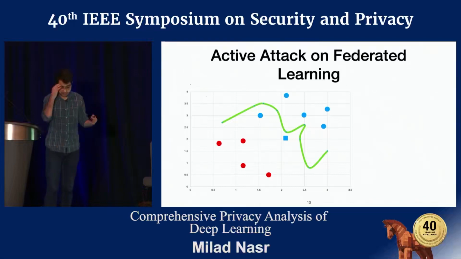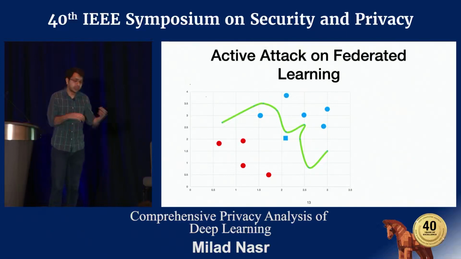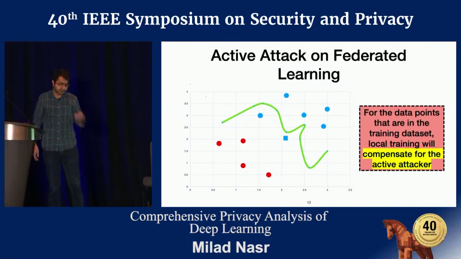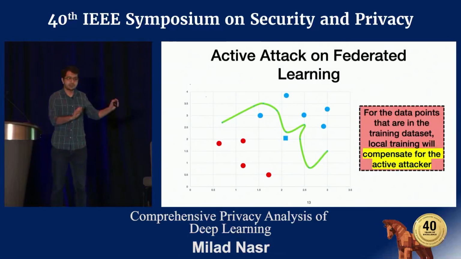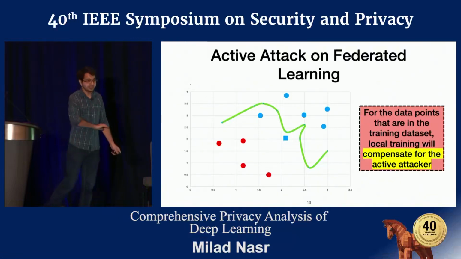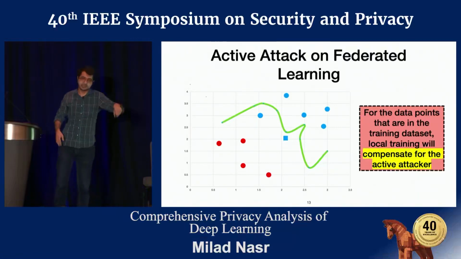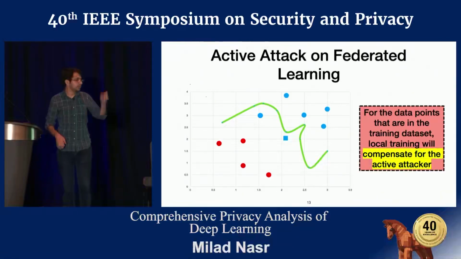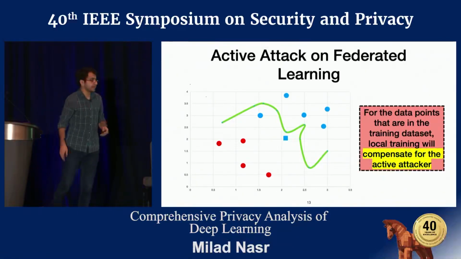So the main scenario here is that the attacker has a set of target points. He will apply the gradient ascent on those target points, and the goal is to increase the loss of the model and find out if that point was part of the training data of a collaborator or not. The basic observation is that if some point was part of the training data, SGD will compensate for the attacker, and nothing will happen, as you can see. But if it wasn't part of the training data, you can see that the model will behave differently.